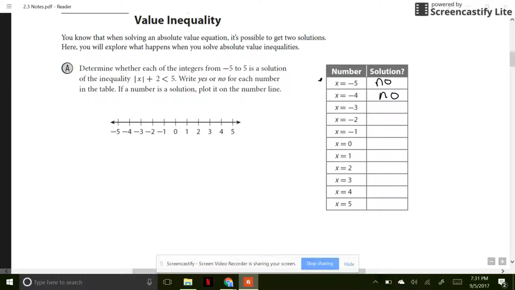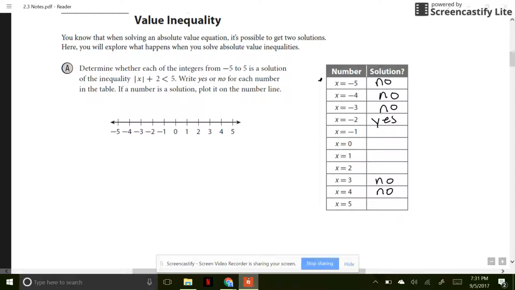Absolute value of -3 is +3. +3 plus 2 is 5. Is 5 less than 5? No. Absolute value of -2 is +2. 2 plus 2 is 4. Is 4 less than 5? Yes. You can continue on from here.